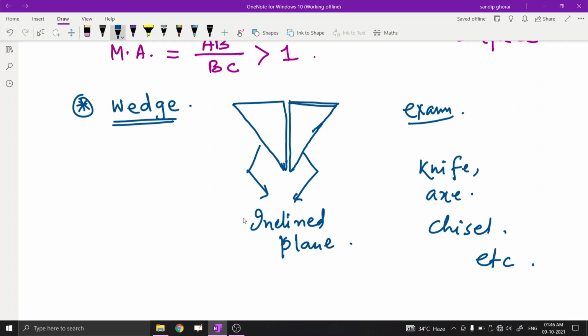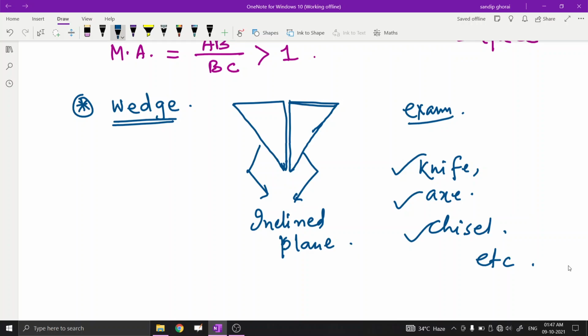So the main point is, what is the definition of wedge? The wedge is a double inclined plane such that the two sloping surfaces taper to form a sharp edge. In this case we use knife, axe, chisel, etc.